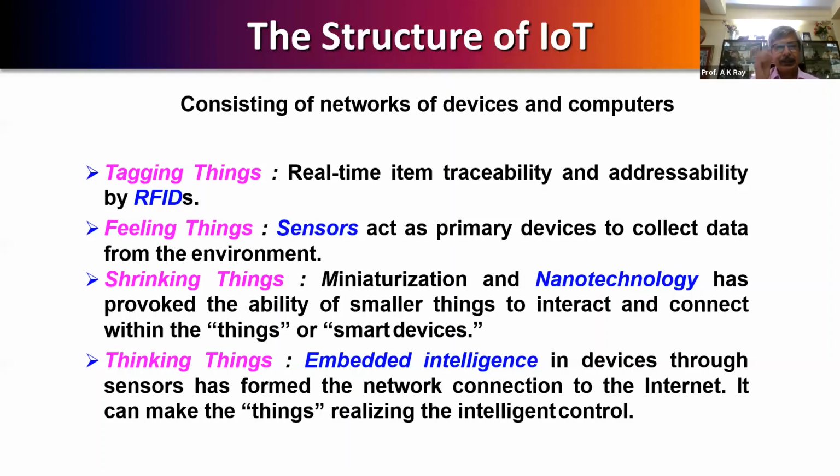So what are the networks of devices, and what are the important things? One, which is being used in very large numbers, in fact it has been used since the late 90s, is tagging things. Many of you must have heard about RFIDs, which use radio frequency. Your location can be identified and you can be traced very easily.